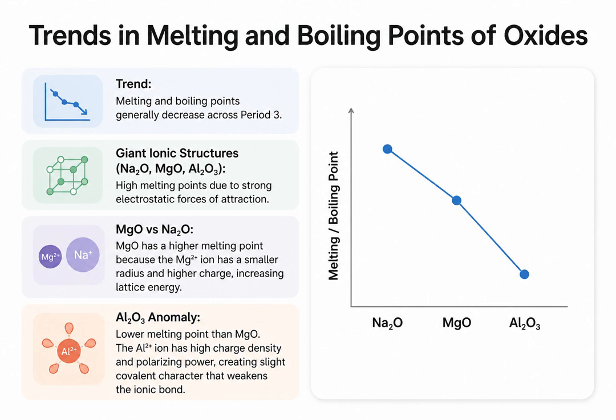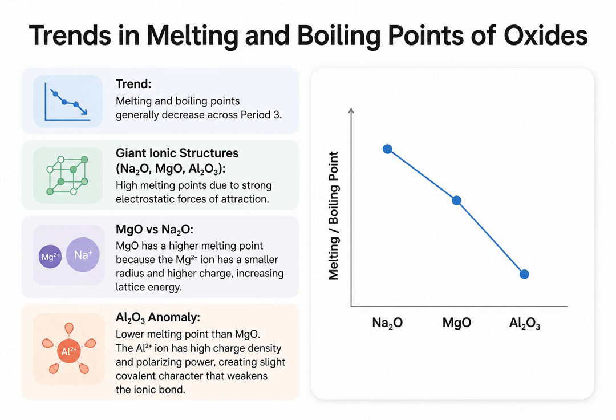Sodium, magnesium, and aluminum oxides form giant ionic structures. Their oppositely charged ions are locked together by strong electrostatic forces, requiring massive amounts of energy to break. The strength of these ionic bonds actually increases from sodium oxide to magnesium oxide because the magnesium cation is smaller and has a higher charge, meaning the ions attract each other much more strongly.